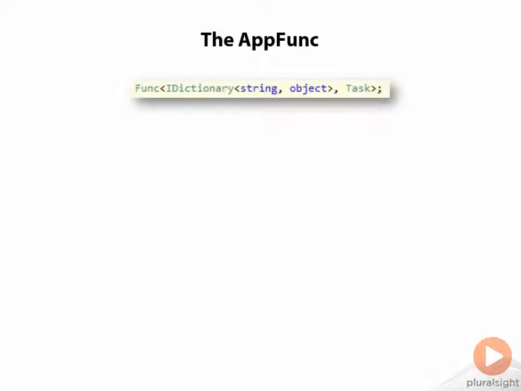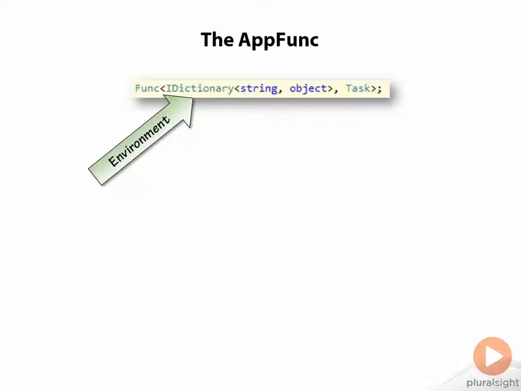To look behind the magic, we have to look at what Owen calls the app func, the application function. The application function is how components process and interact with requests to the server by providing a delegate, a piece of executable code. This delegate matches the type Func of IDictionary and Task, where the dictionary is a dictionary of string and object. That means we have a function that takes a dictionary and returns a task.